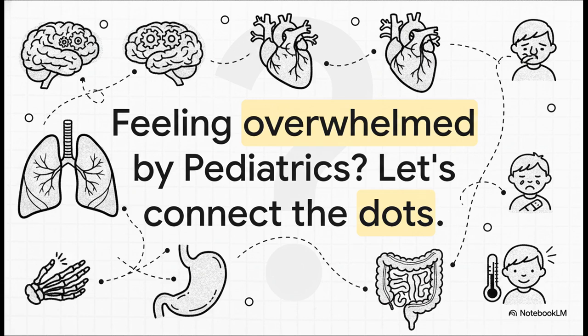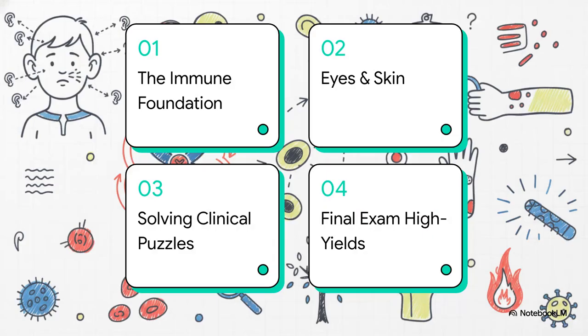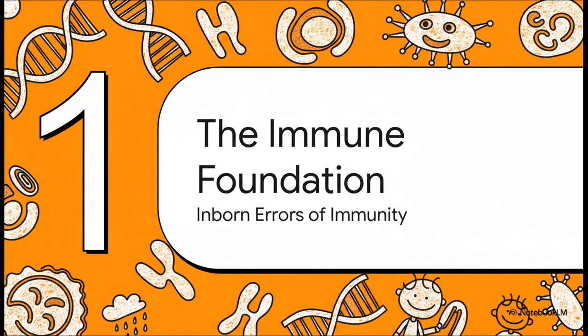The real key to mastering pediatrics isn't just memorization, it's seeing how everything connects. And that's exactly what we're going to do today. We're going to connect those dots. So, here's our plan. We'll kick things off with the immune system. That's our foundation. Then, we'll see how immune issues can show up in places like the eyes and skin. After that, we'll get into solving some clinical puzzles, and we'll wrap up with some final, high-yield points for your exams.